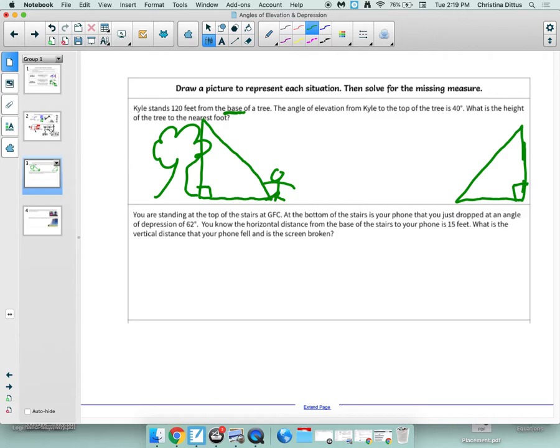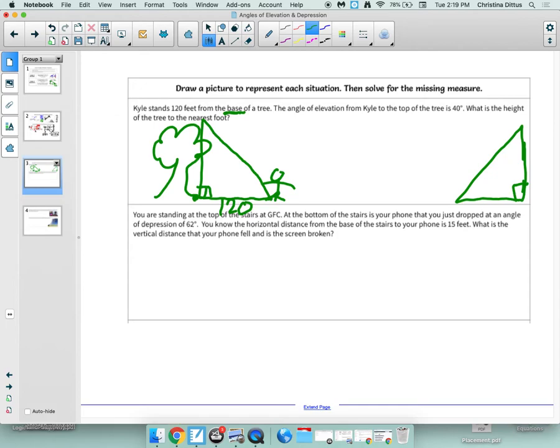If Kyle's standing 120 feet from the base, do you think we're talking about this left-right side, up-down, or the slant? Which one do you think? The bottom one. Base tells you it goes on the bottom. Because the base of the tree is here, so Kyle's standing 120 feet away.